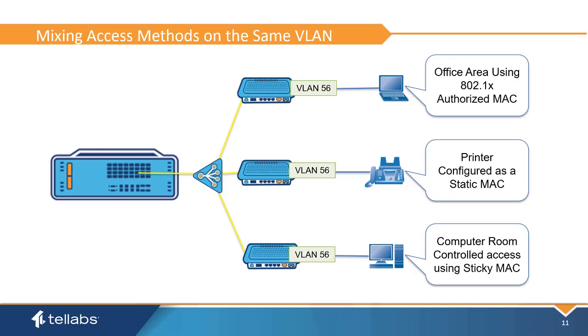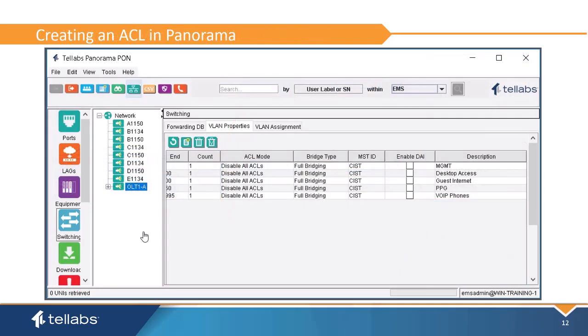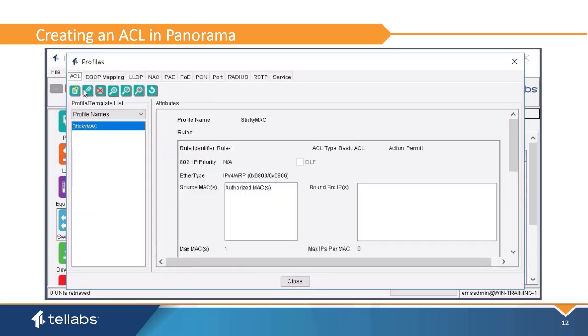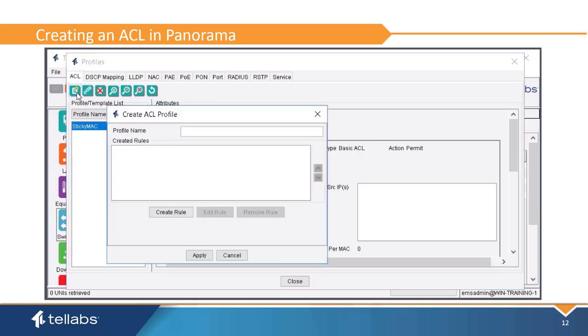To create an ACL, select Profiles from the main menu. Select Services and the ACL tab. Select the Create a New Profile icon. After the ACL profile is named, you can then create rules or filters to add to the ACL. The following are some examples of some common ACL filters that can be implemented.